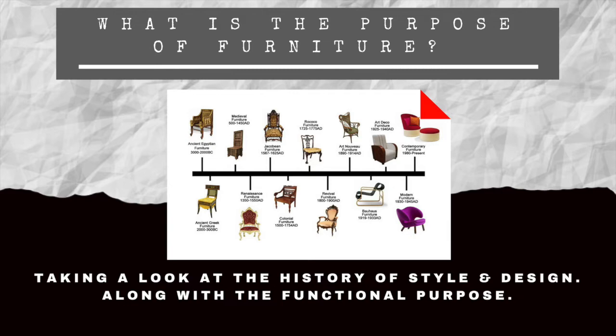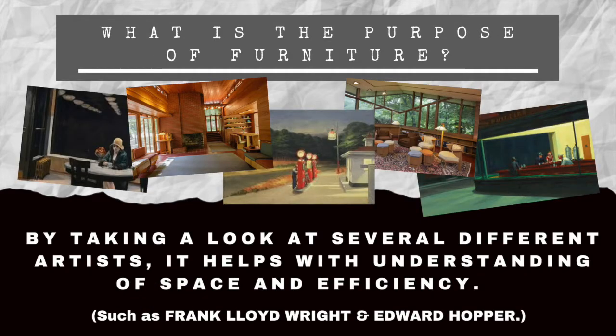We start out by taking a look at the history of style and design, along with the functional purpose of furniture. Next, we take a look at artists like Frank Lloyd Wright and his use of space and efficiency, along with Edward Hopper and his use of perspective. This allows the students to have a better understanding of the concepts of space and the use of space.